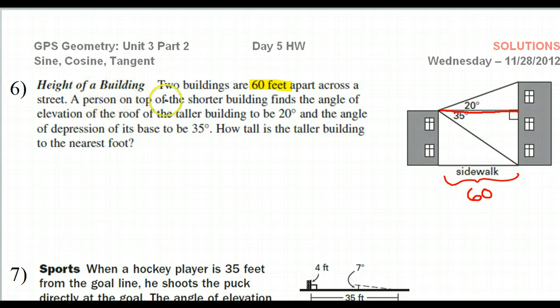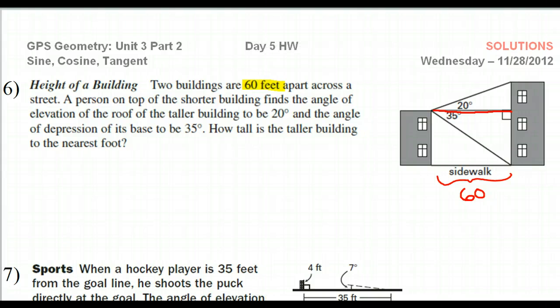A person at the top of the shorter building finds an angle of elevation of 20 degrees. Well, that's shown right here. And an angle of depression of 35 degrees if you look to the bottom of the building. So that's shown in the picture. How tall is the taller building? Okay, so we are trying to find the height of the taller building. So we're trying to find this distance over here. All right, that's the overall height of the building.